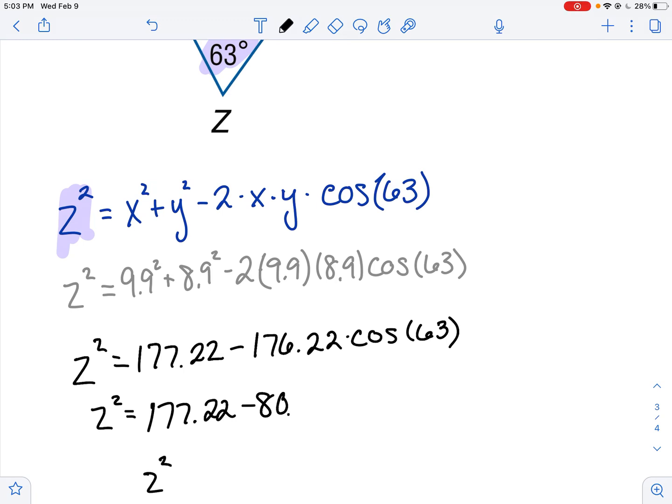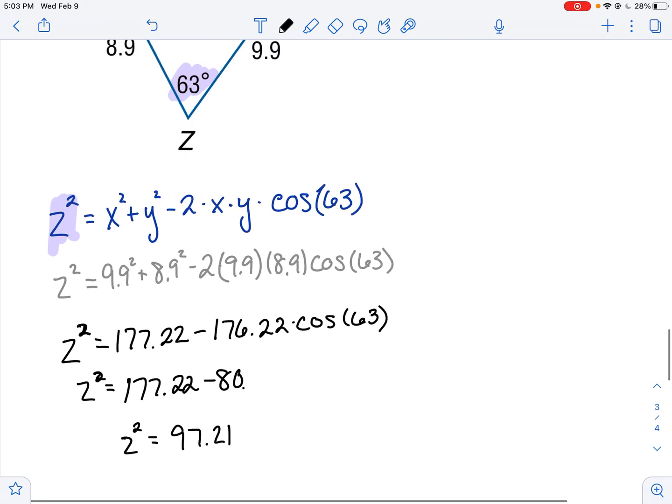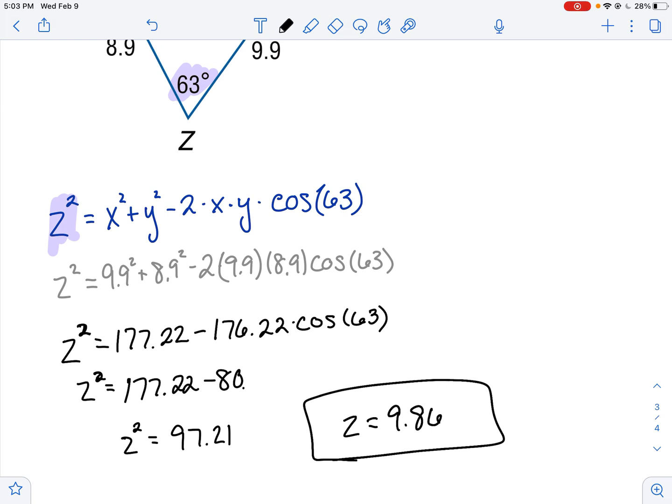So z squared would equal 97.21, which is pretty close to 100. So it should be a little bit less than 10. It'd be 9.86 units long. So first thing you should always do is substitute in all the known values.